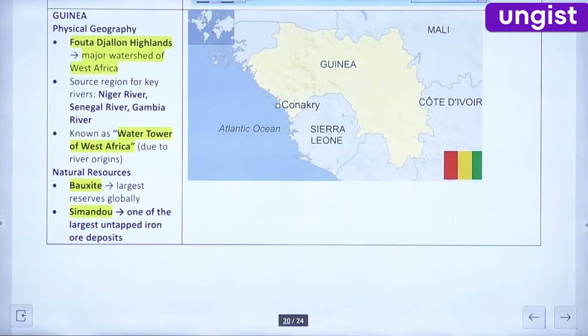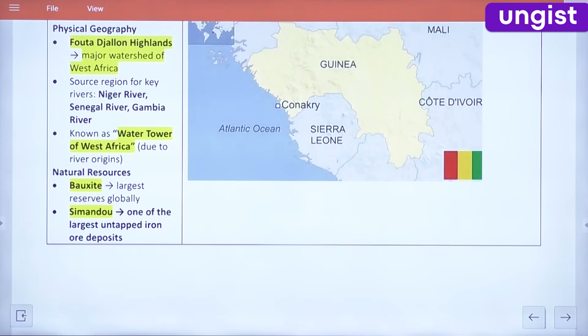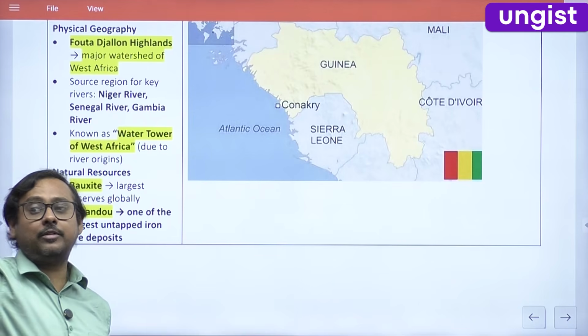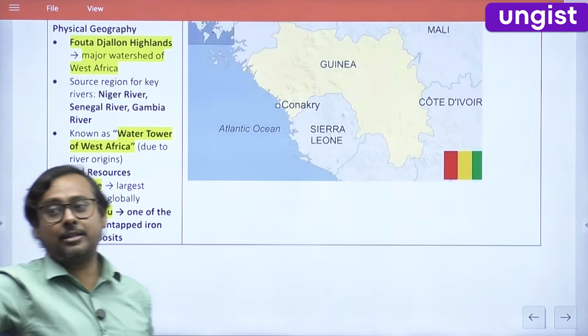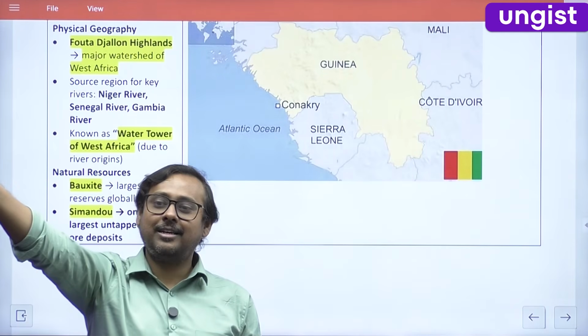Guinea. This is the origin of three rivers. It is pronounced Fouta Jalon. This is French. It's Fouta or Futa Jalon, the D is silent. Remember, I told you three rivers. Three rivers are named after a country. Which are they?